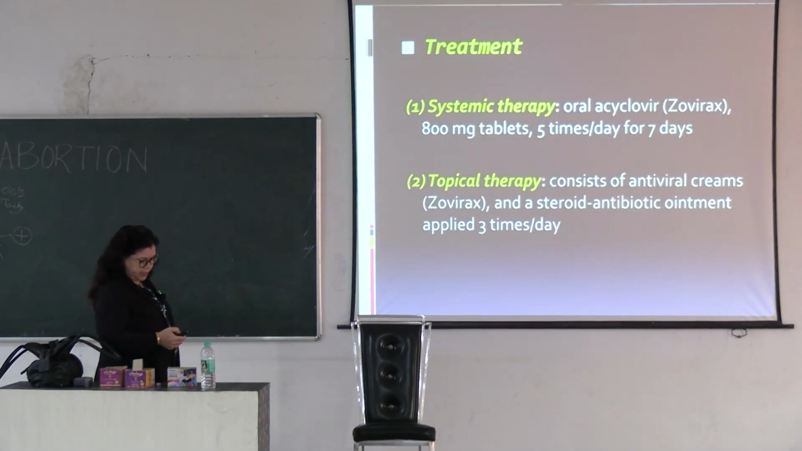Treatment. Treatment of herpes zoster ophthalmicus is oral acyclovir. It is given in a dose of 800 milligrams 5 times a day for 7 days, and topical antiviral ointments are given. Along with the antiviral creams, steroid and antibiotic ointments are also given, and they are applied 3 times a day.